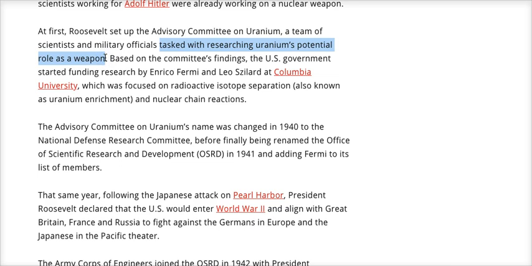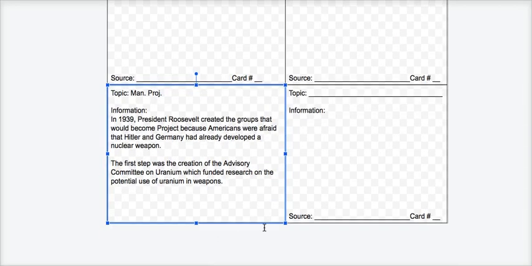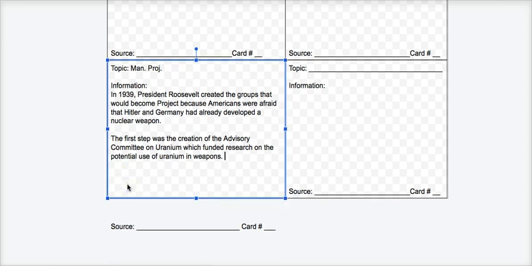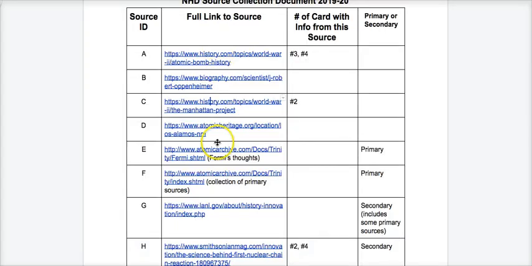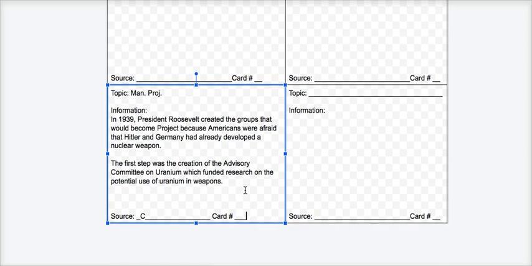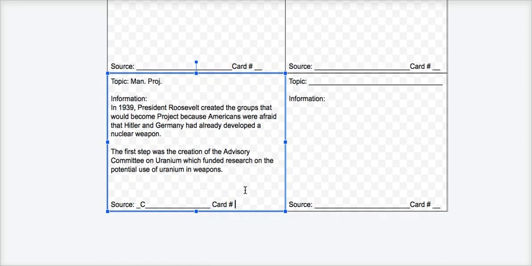Okay, so I have potential, and I have uranium, and I have research, but I do not think that I have plagiarized because there is enough of mine in there. All right, let's go back here. Always want to mark the source. This is source C on my card. And this will be card, let's see, 20, 21, 22, 23. This is 23, if I'm keeping going with my card numbers. Okay, so source C, card 23.